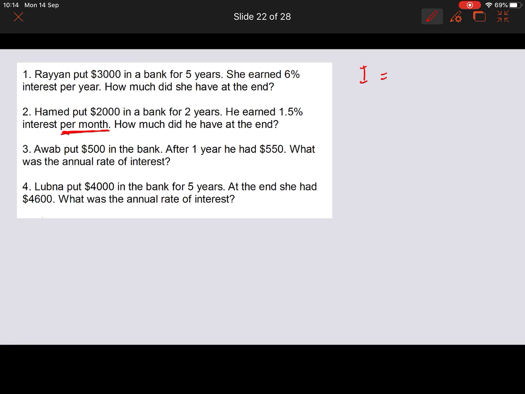Okay, so first one about Rayanne. Rayanne put $3,000 in a bank for 5 years. She earned 6% interest per year. How much did she have at the end?